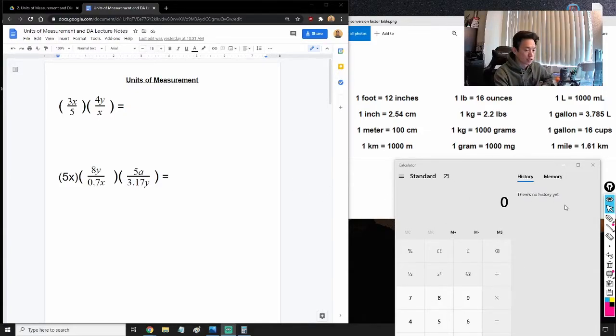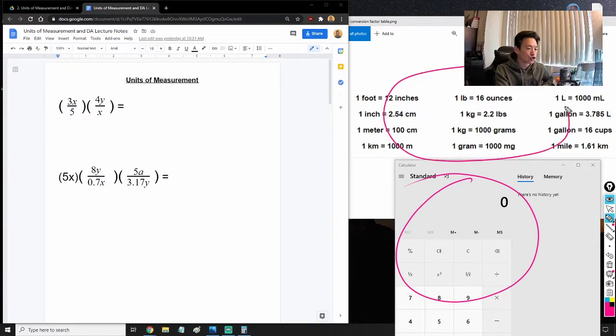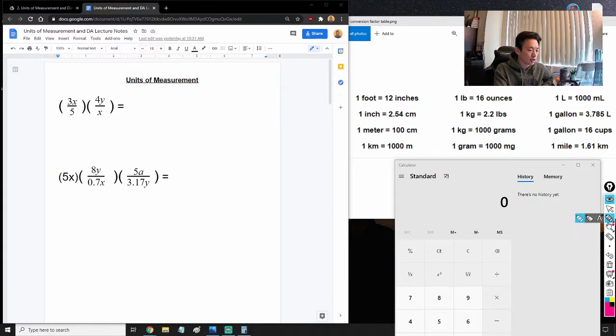Alrighty guys, so in today's lecture we're going to be learning about something called dimensional analysis. But before we do that, I do want to let you know that you will need a calculator for today, so just make sure you have a calculator handy. And you will need this conversion chart. I have it attached on our assignment on Canvas, so make sure you download it, either have it printed out, copied down, or somewhere handy on your phone or something like that, because we will be referring back to it.